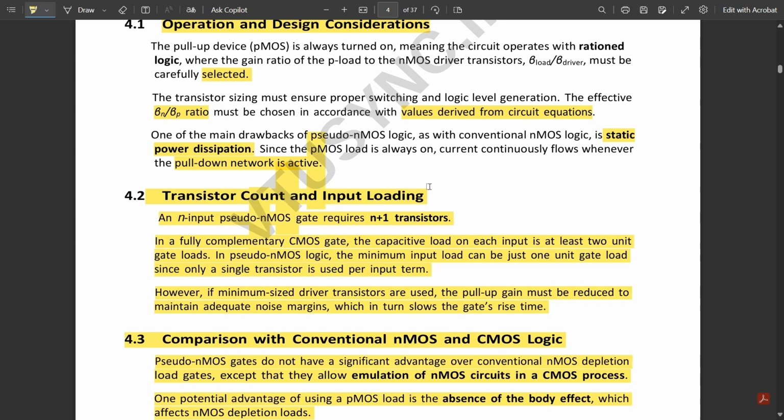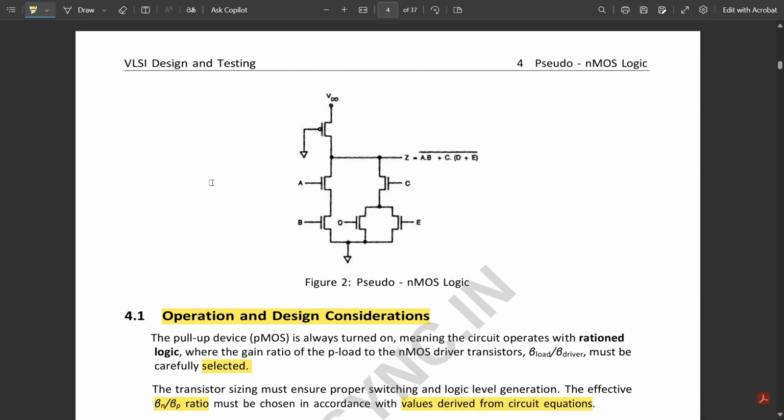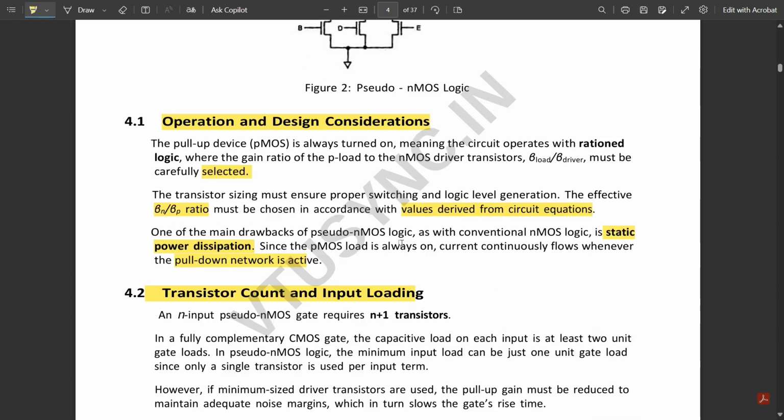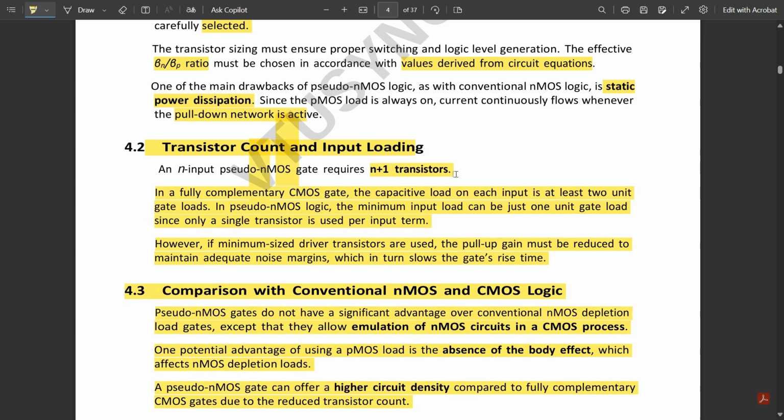Transistor count and input loading. So what do you mean? Transistor count means, for the pseudo NMOS, if you have n number of inputs, the transistor count would be n plus 1. For example, in this case, you see here we have 5 inputs, that is A, B, C, D, E. The total number of transistors used to build this circuit is 6 transistors. That is 5 plus 1. You see here 1, 2, 3, 4, 5, 6. So that is what they have mentioned here, that is, an n input pseudo NMOS gate requires n plus 1 transistors.